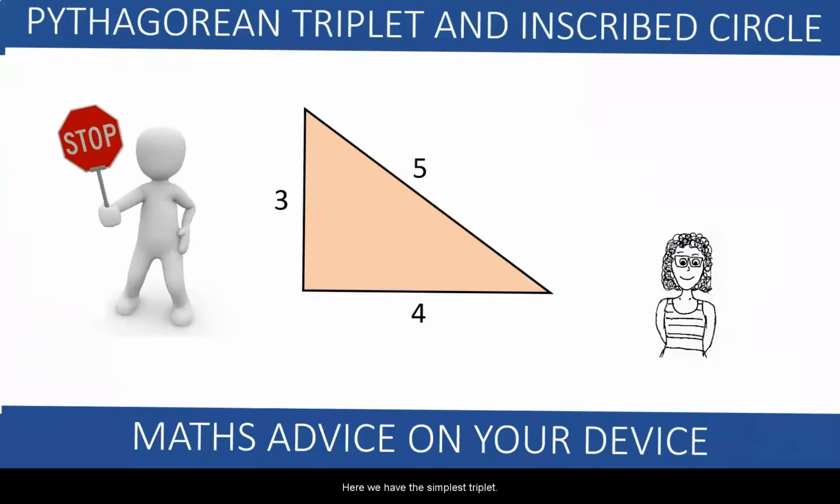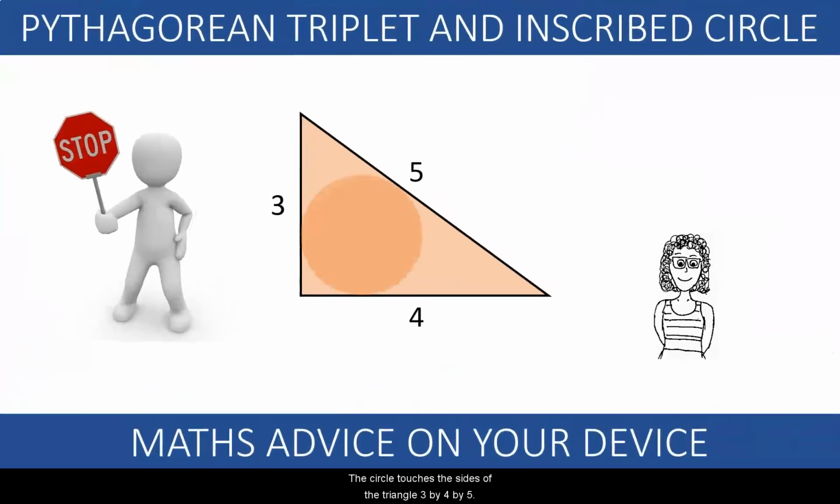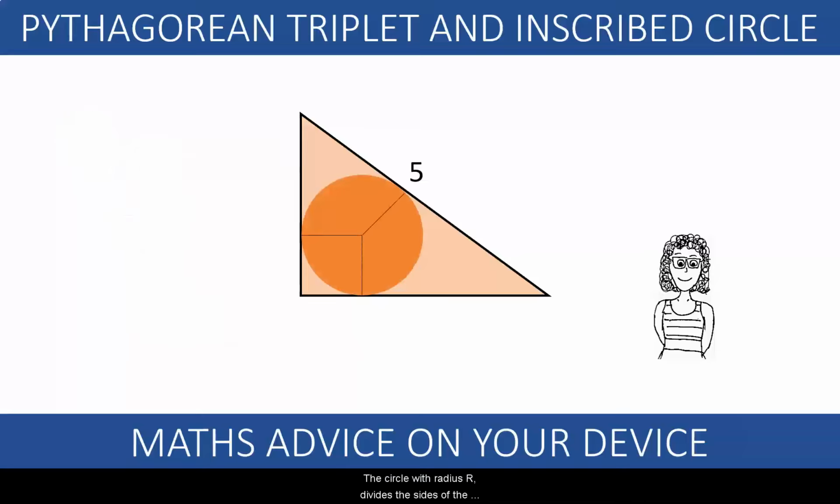Here we have the simplest triplet. The circle touches the sides of the triangle 3, 4, 5. Can you estimate the size of the radius? Stop the video here and make a guess. The circle with radius r divides the sides of the triangle like this.